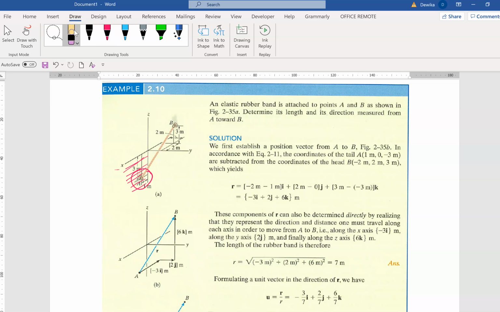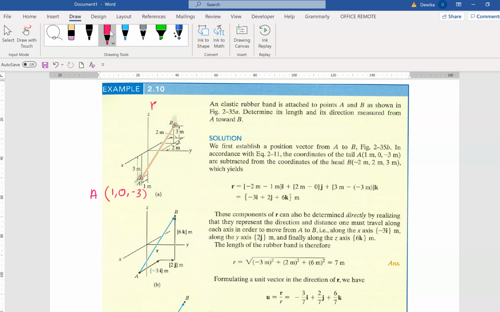You don't have the y coordinate. So this would be 1, 0, and 3 at the bottom, negative 3, right? Because it's at the bottom. Okay, so that's coordinate A.